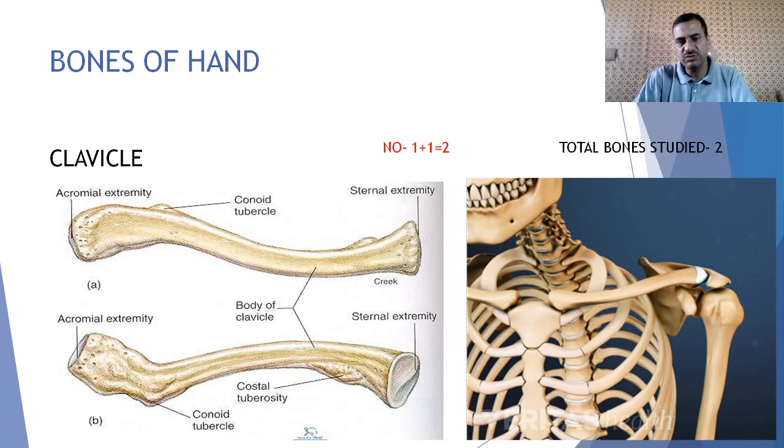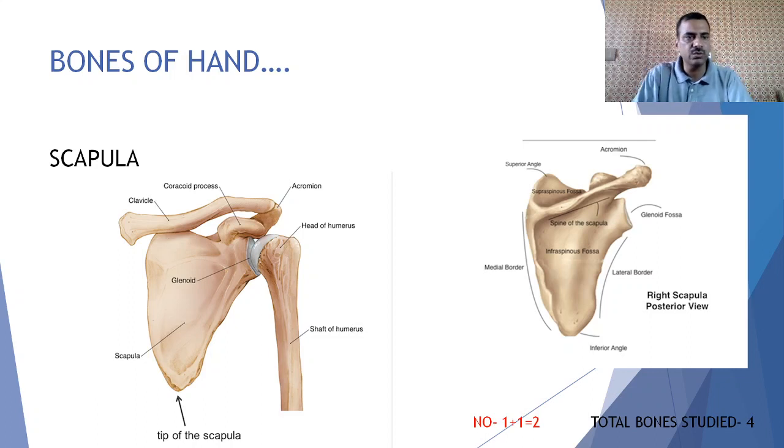Dear students, as we proceed in this chapter, you will see here the number of bones, one left, one right, and two total bones that we are studying in this slide, and the total number of bones that we have studied. Now it is up to 2. Finally, we will complete 206 bones. Keep in mind. Now we come to another bone of hand, that is scapula.